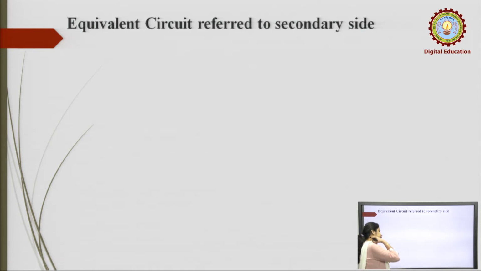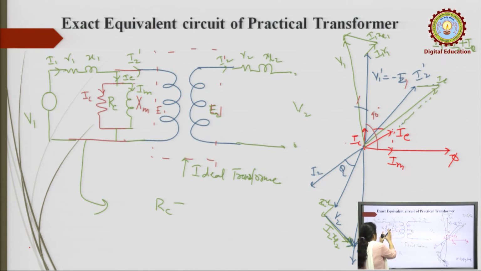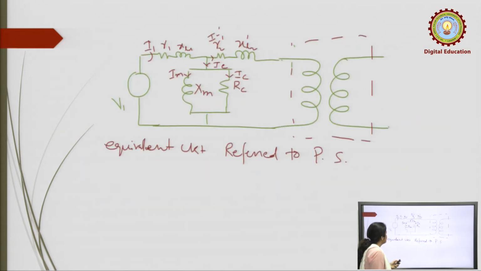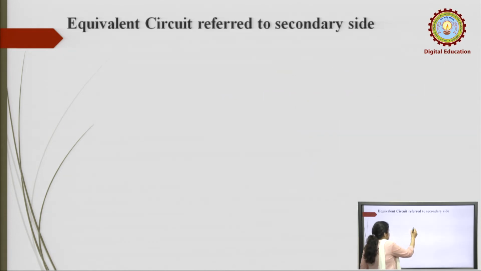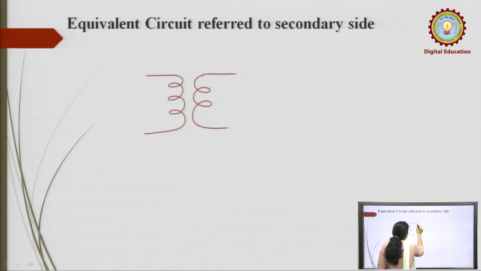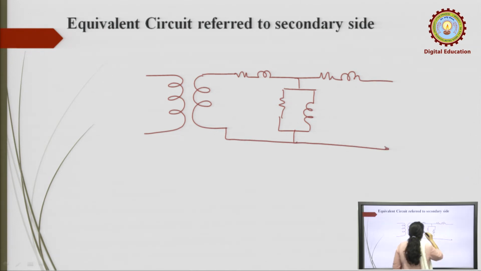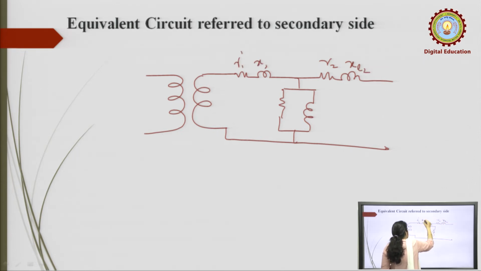So if you draw the equivalent circuit referred to the secondary side, we see this. We shift all the quantities which are on the primary side towards the right of the ideal transformer. So it can be drawn like this. Suppose this is R2 and XL2, and this becomes R1 dash and XL1 dash, and this becomes RC dash, and this is XM dash.